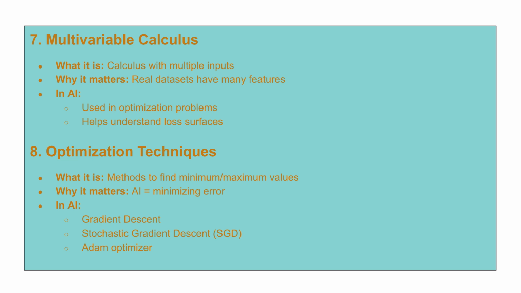Multivariable calculus is the calculus of multiple inputs, which is necessary because real datasets have many features. It is used in optimization and helps us understand loss surfaces. Finally, optimization techniques are methods to find minimum or maximum values. Since AI is about minimizing error, key techniques include gradient descent, stochastic gradient descent, and the Adam optimizer.